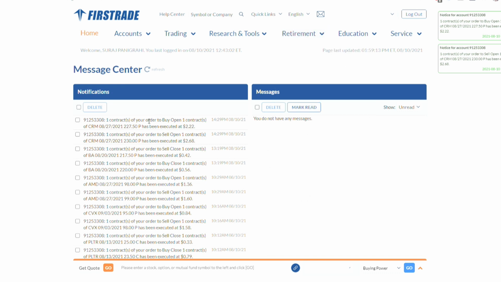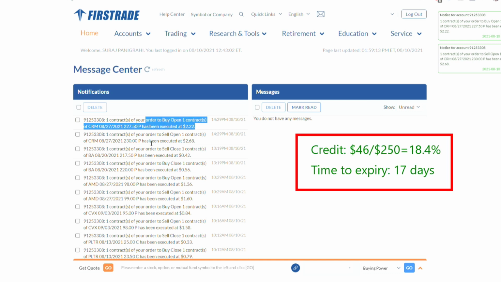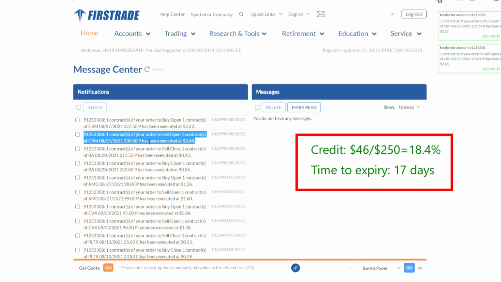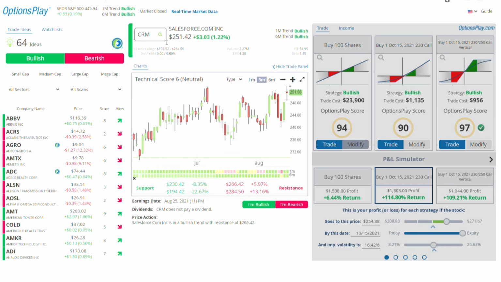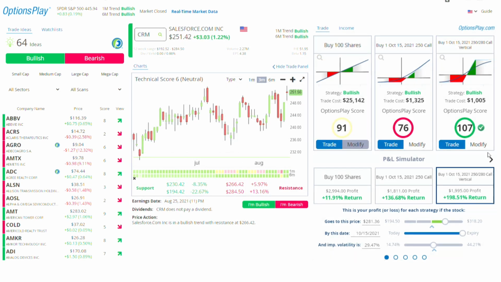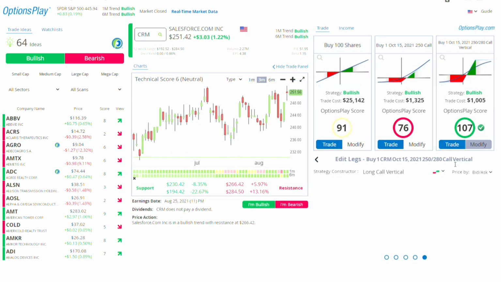So for a $250 credit margin, we get $46 credit, which is basically 18.4% of the intended margin. That's our maximum profit, and the time period is 17 days or roughly 3 weeks. Now let's see where the trade goes after 3 days. Okay, so it's August 13 now, and let's see where the trade has gone.